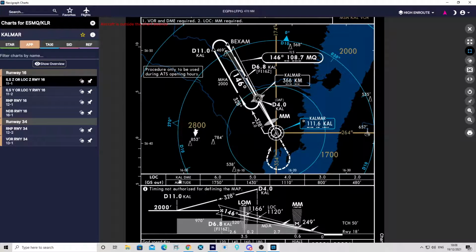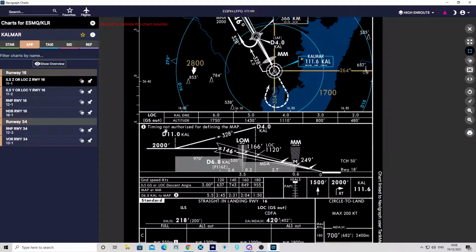So at Kalmar DME, 6 miles we should be at 1750 feet. At 5 miles we should be at 1430. At 4 miles we should be 1110, and so forth. Okay, remember that. This is going to be important for today.